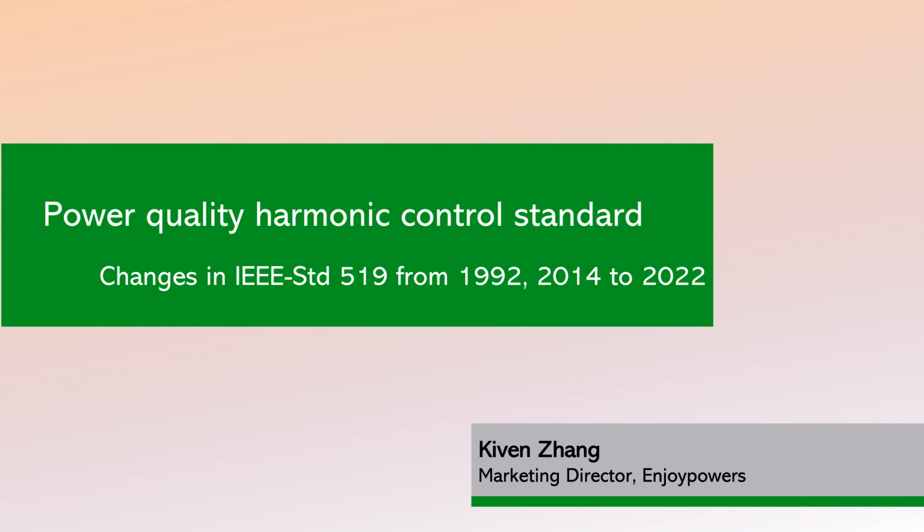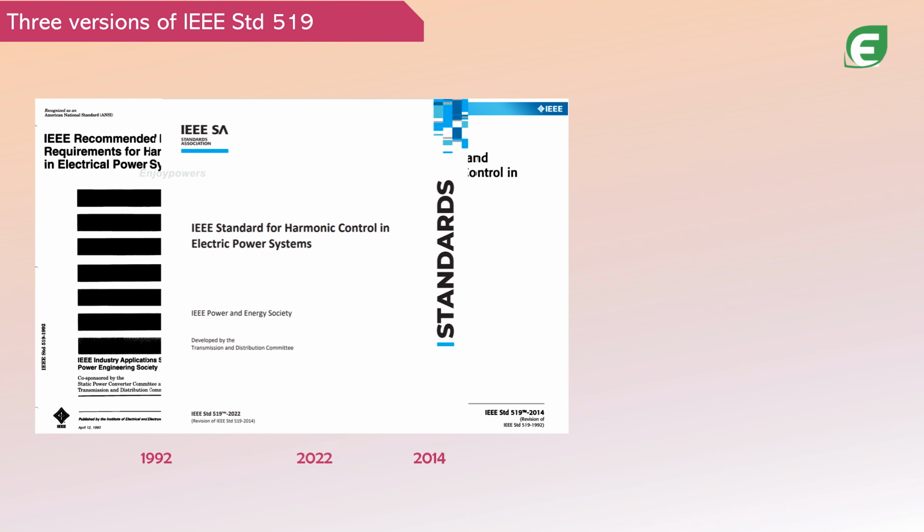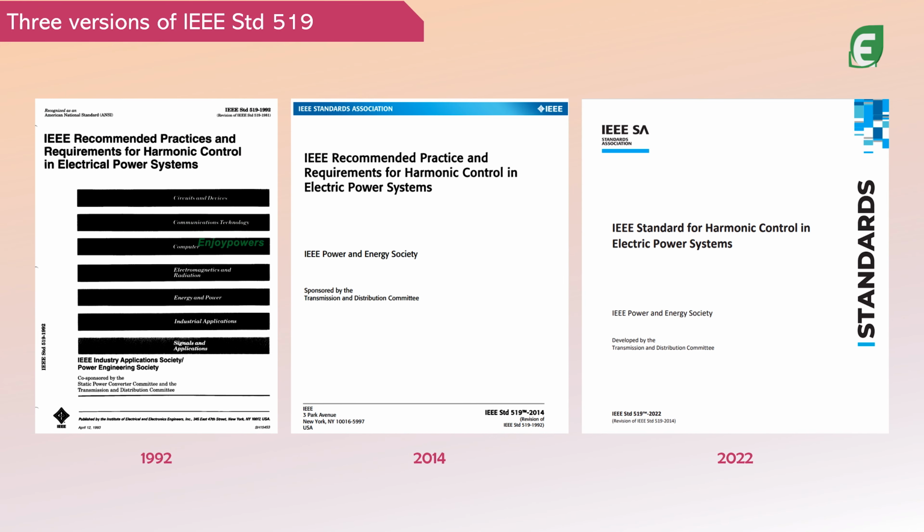3. IEEE 519. IEEE Std 519 is renowned among documents addressing power quality limitations, serving as a highly recognized and referenced standard, not only within the United States but also internationally. The widely circulated versions currently include the 1992, 2014, and the recently refreshed 2022 versions. What differentiates these three versions?